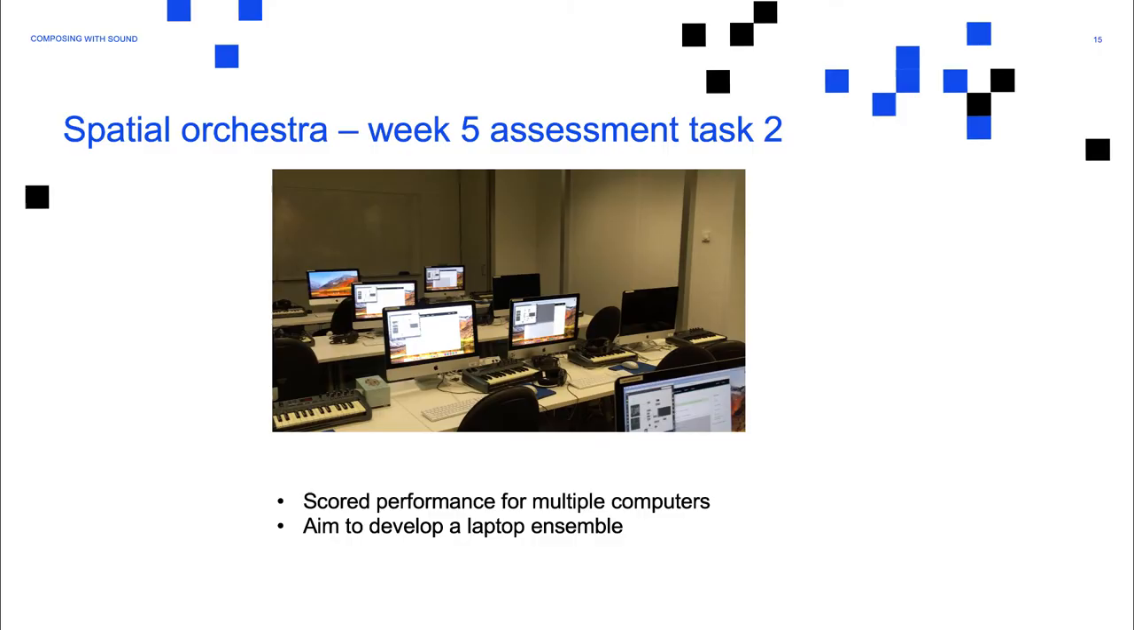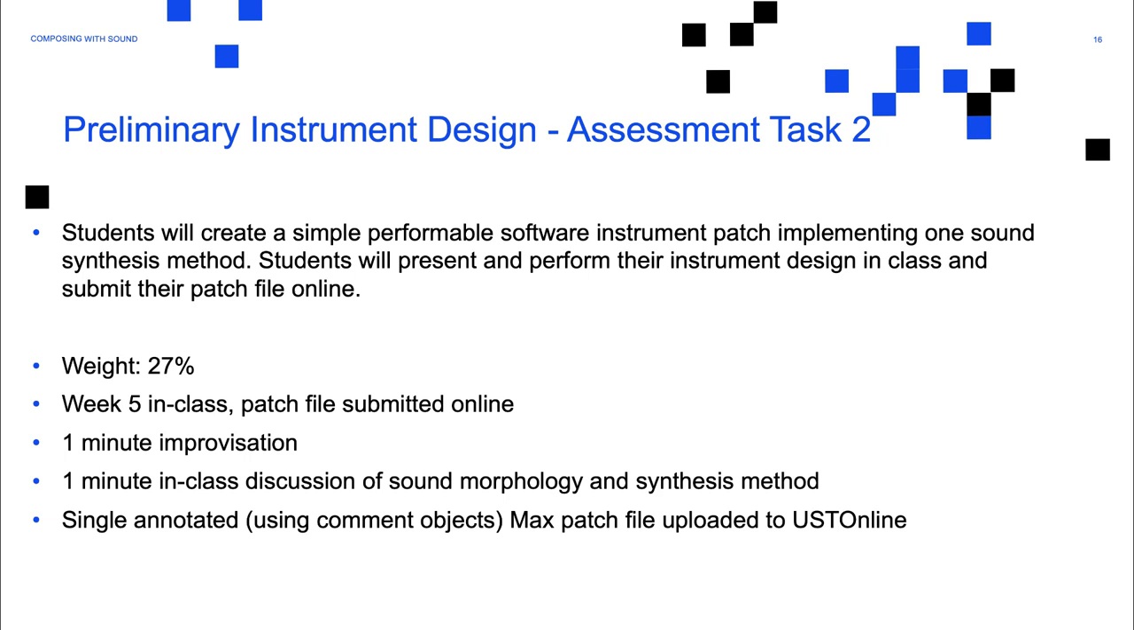Okay, so you can see everybody concentrating very hard there in that performance. So here's some more detail on that assessment number two. Students create a simple performable software instrument patch implementing one sound synthesis method. So we're going to talk about sound synthesis. Students will present and perform their instrument design in class and submit their patch file online. It's worth 27% of the overall mark, and it's completed in week 5. And you'll do a little improvised performance with your instrument before we get together and play our ensemble piece.